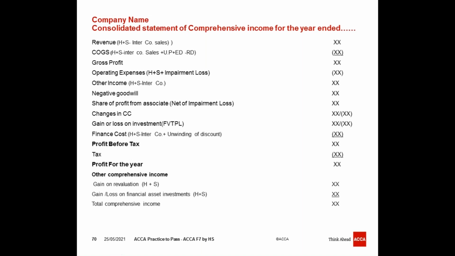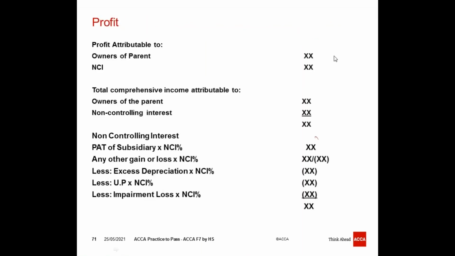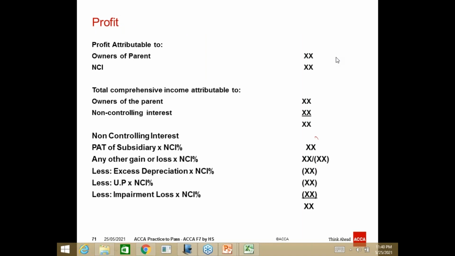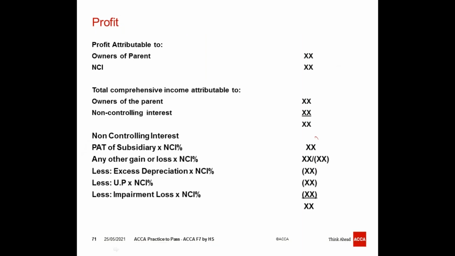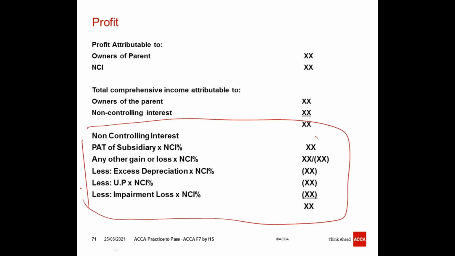So this is the format, and this is how we can attribute the profit between the group and NCI. So I have again shown the format for the working of NCI. If you will be able to calculate the NCI, then the share of the owners of the parent will always be the balancing figure.